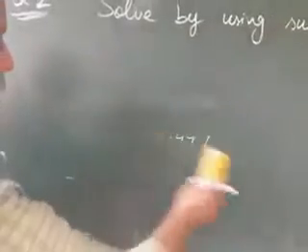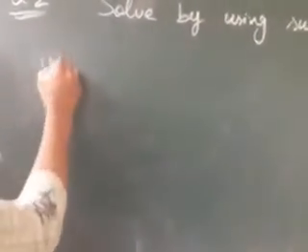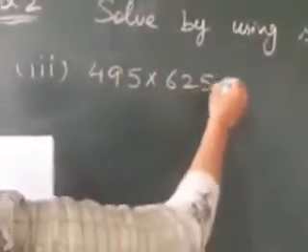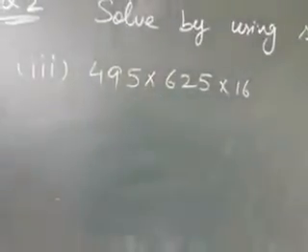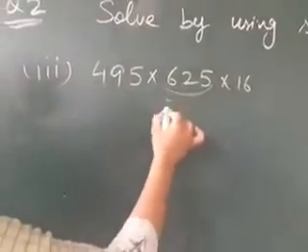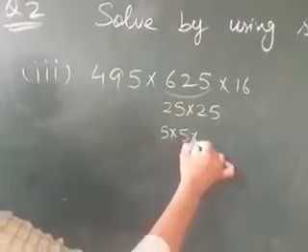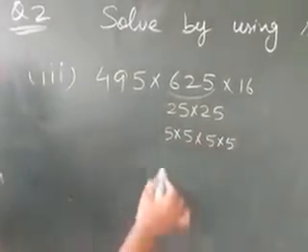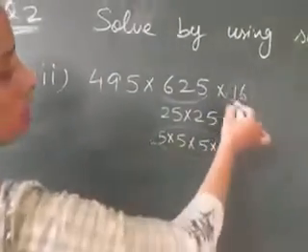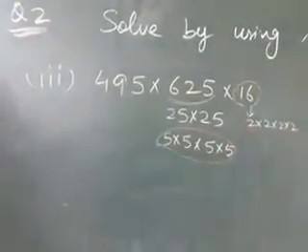Now look at another part of this. Third part, 495 into 625 into 16. In these numbers, we know that 625 is 25 into 25. And 25 is 5 into 5, and this 25 is also 5 into 5. So we have here maximum factors of 5, and 16 is 2 into 2 into 2 into 2. So the maximum factors of 16 are 2.